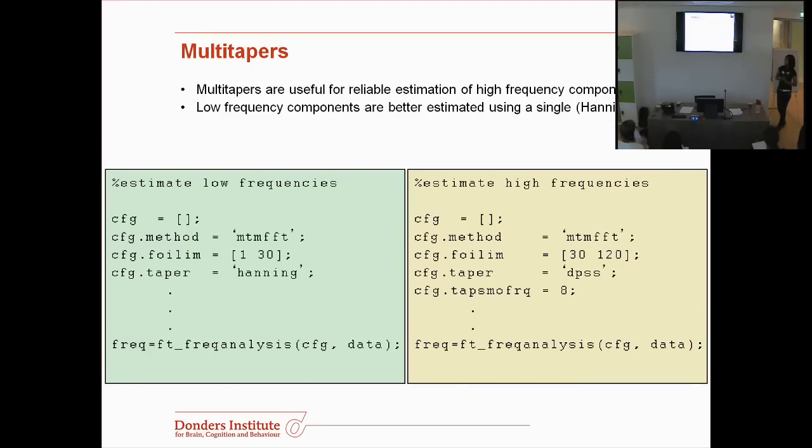Then in the case of high frequencies, what changes here now is that you specify that you want to use multi-tapers, and here we give the string input of dpss, and this just refers to the Slepian sequence. But the other thing you have to specify is also the amount of smoothing that you want to do. So that's the cfg.tapsmofrq field. And here you say, I want to smooth my signal by 8 Hz. Keep in mind that this is a plus or minus 8, so that means if you're going to estimate your frequencies at 30 Hz, what you're doing is actually going from 22 to 38. So it's a plus and minus value.